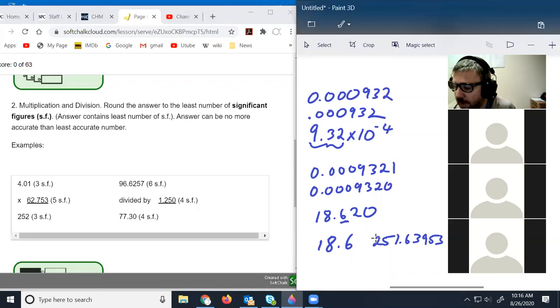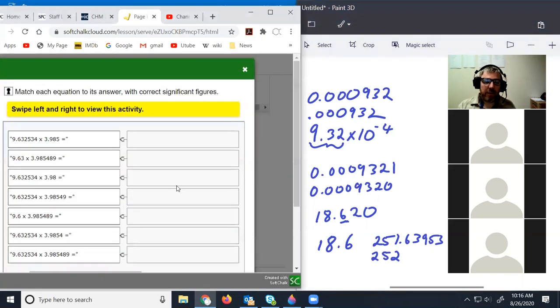So what I do is I look at that and I say, well, I've got 3 sig figs up here and 5 down here, which means my answer comes out to 3 sig figs, which makes it 252. And that's how I do it. And that's how they're all done pretty much when you're dealing with multiplication and division. Anybody got any questions? All right.